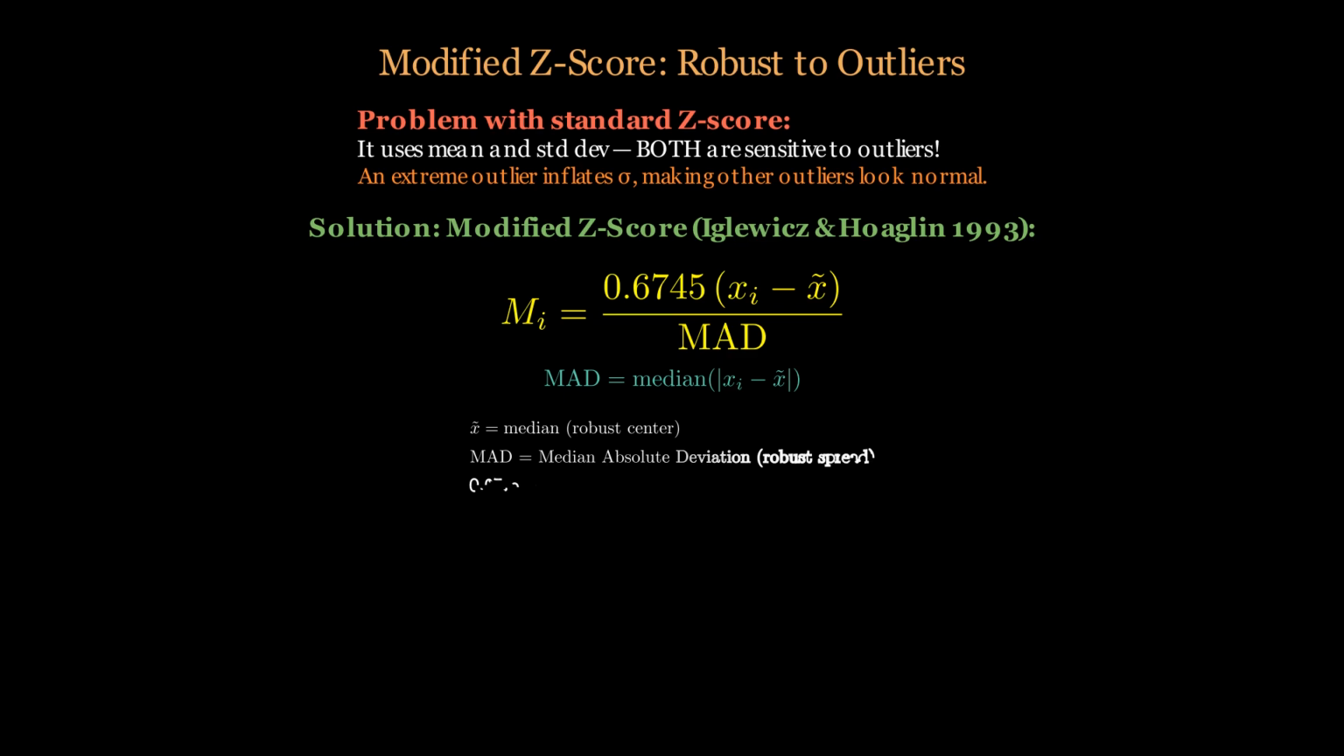The recommended threshold is 3.5. Any point with absolute modified z-score above 3.5 is flagged as an outlier. Use the modified z-score when your dataset might contain multiple outliers.